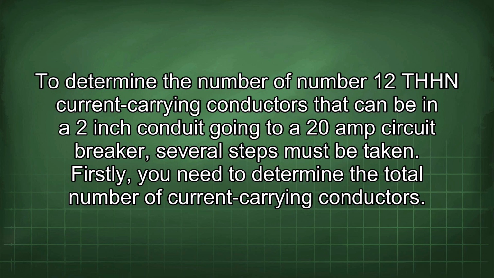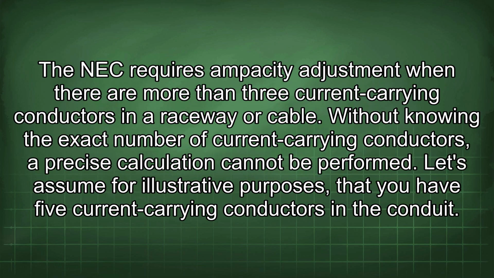To determine the number of number 12 THHN current carrying conductors that can be in a 2-inch conduit going to a 20 amp circuit breaker, several steps must be taken. Firstly, you need to determine the total number of current carrying conductors. The NEC requires ampacity adjustment when there are more than 3 current carrying conductors in a raceway or cable. Without knowing the exact number of current carrying conductors, a precise calculation cannot be performed. Let's assume for illustrative purposes that you have 5 current carrying conductors in the conduit.